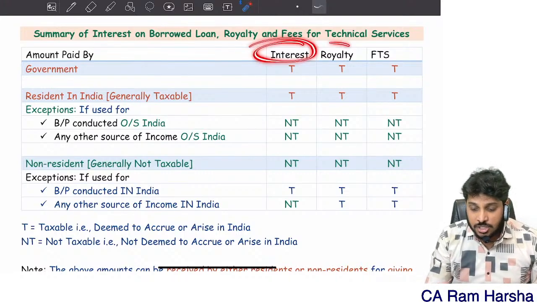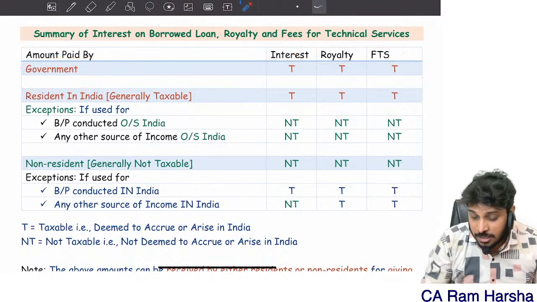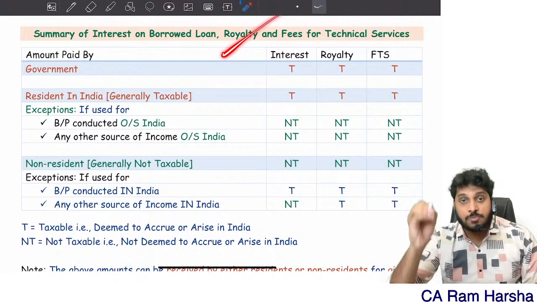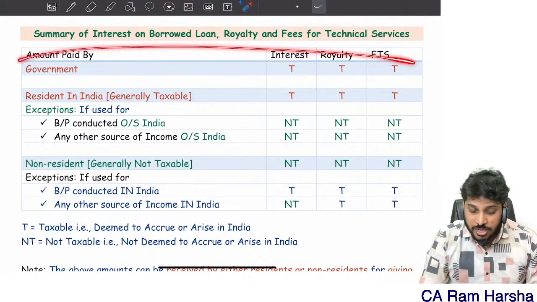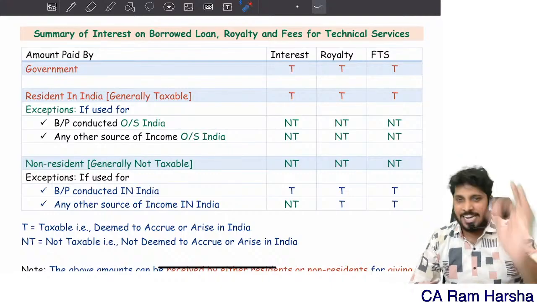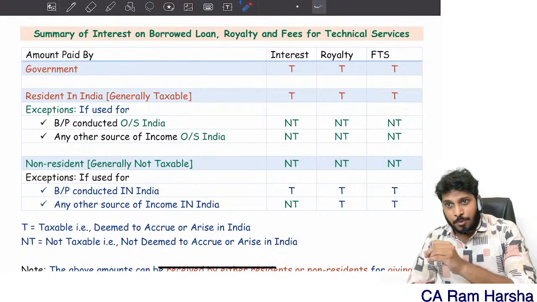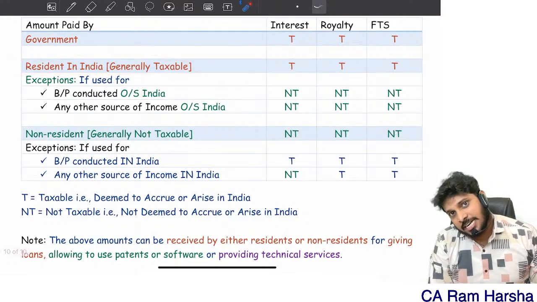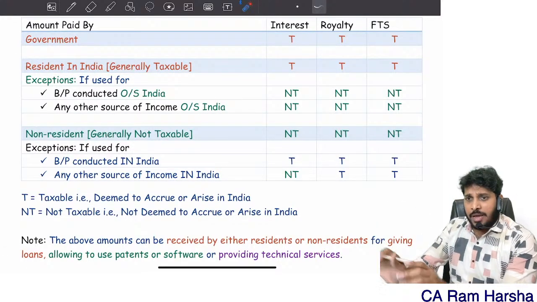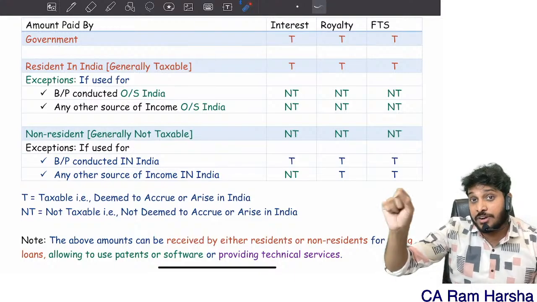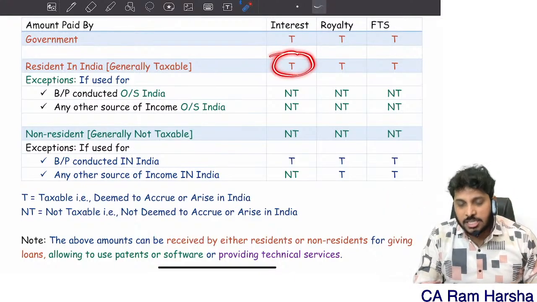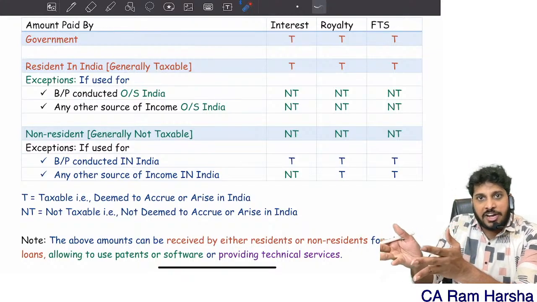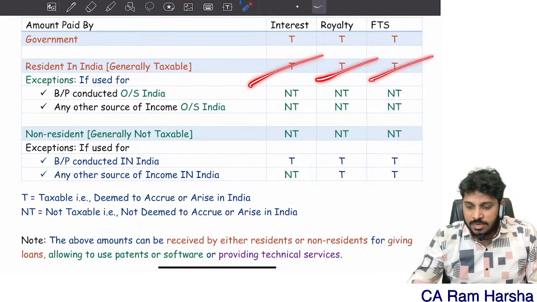Suppose the interest, royalty, fees is paid by government, it is accrued in India, taxable. If government is paying the interest, the royalty, the fee, it is treated as accrued in India, straight away taxable. Sir, suppose it is paid by a resident, not government, somebody else who is a resident of India. If a resident is paying interest, royalty, fees, a resident of India is paying means source is in India, taxable, taxable, taxable.